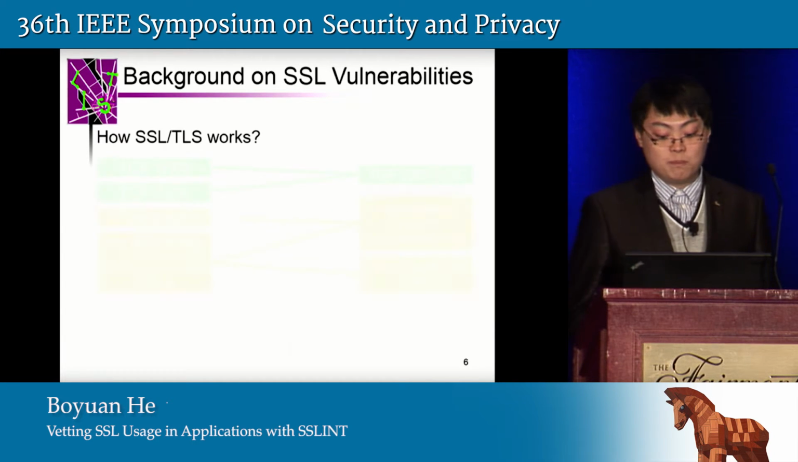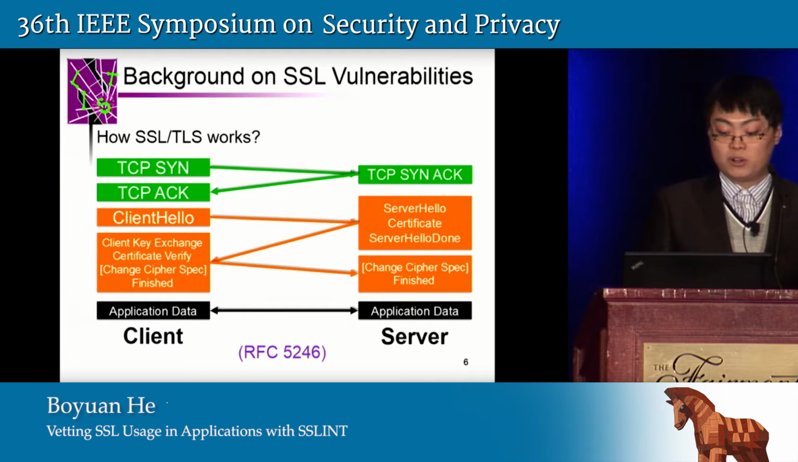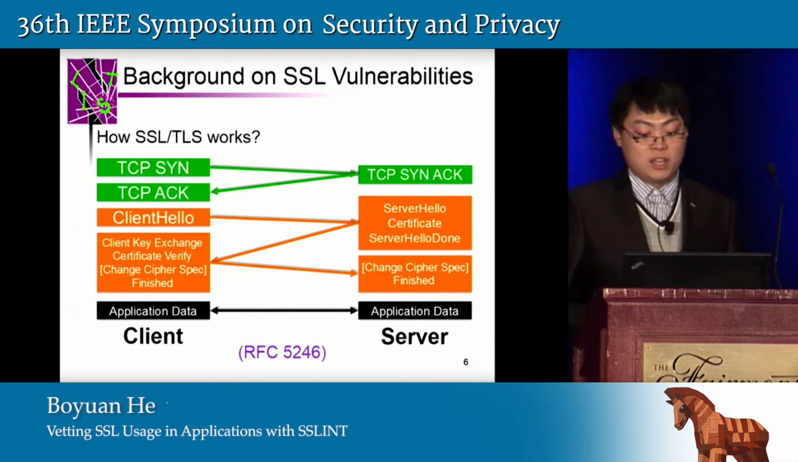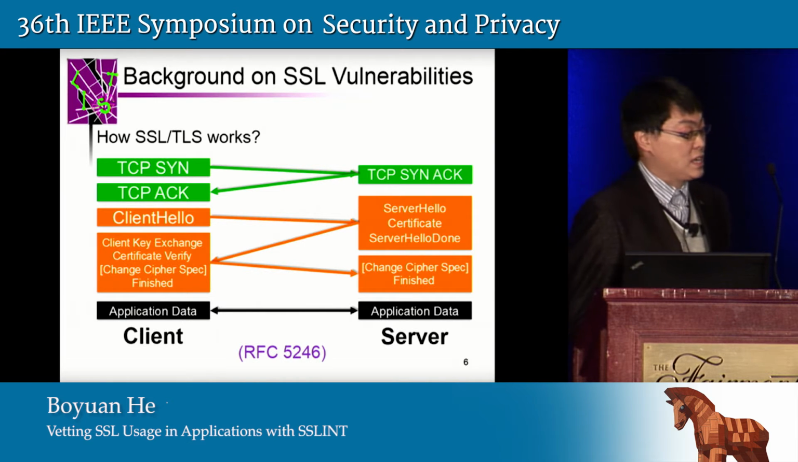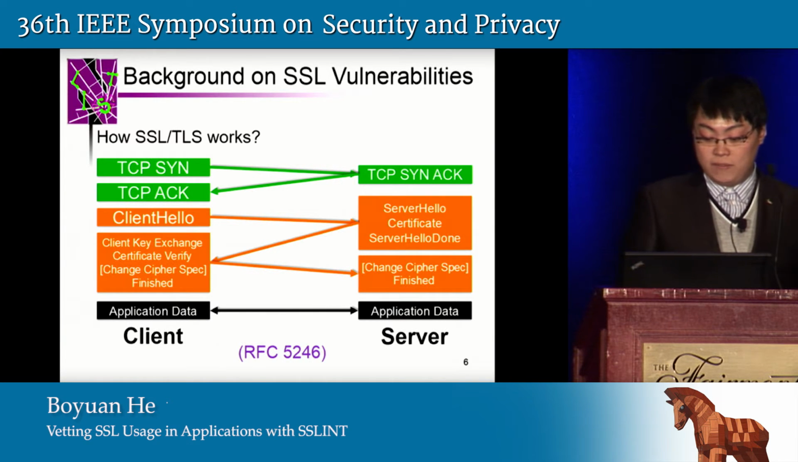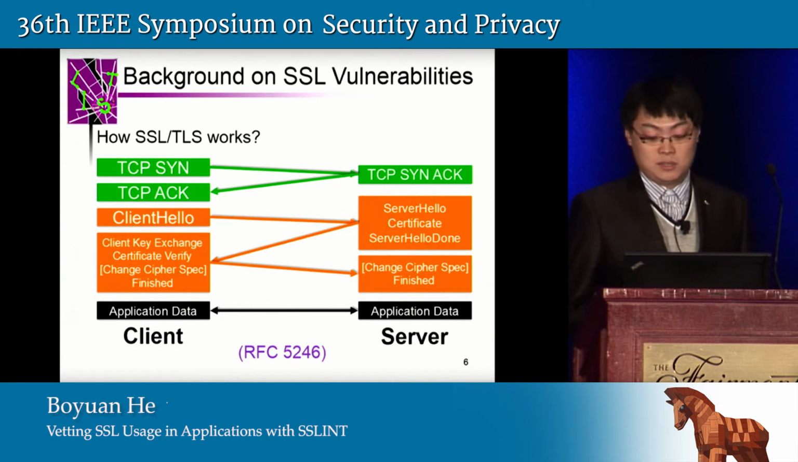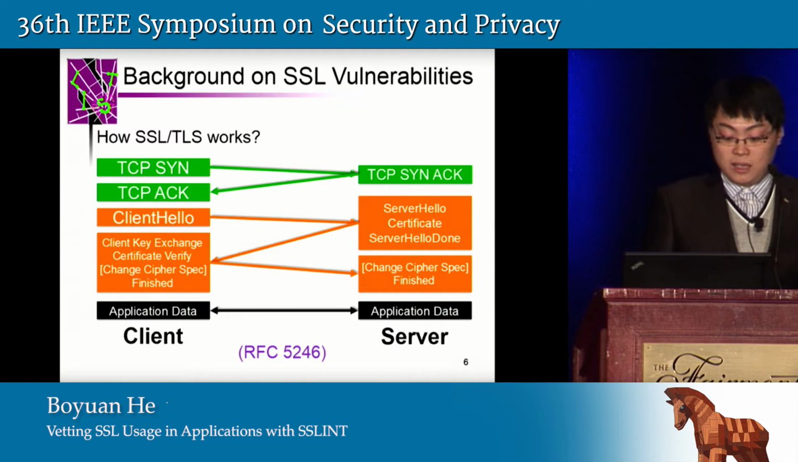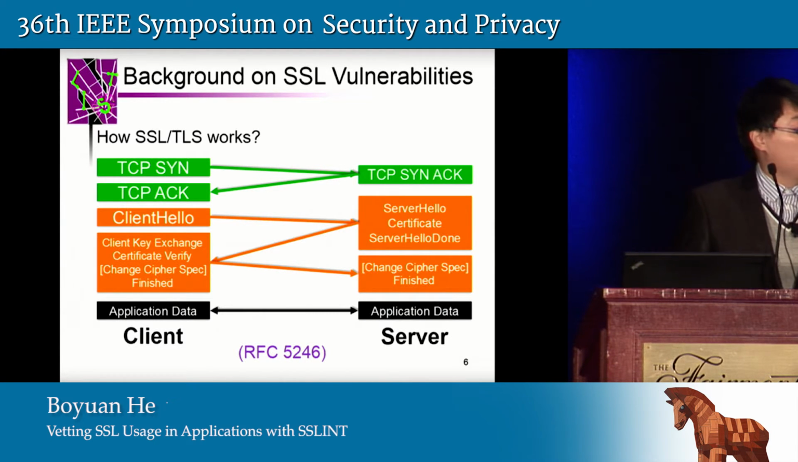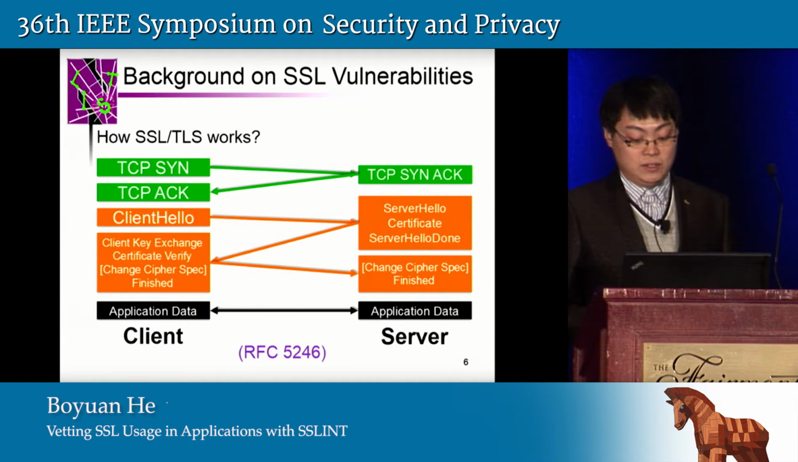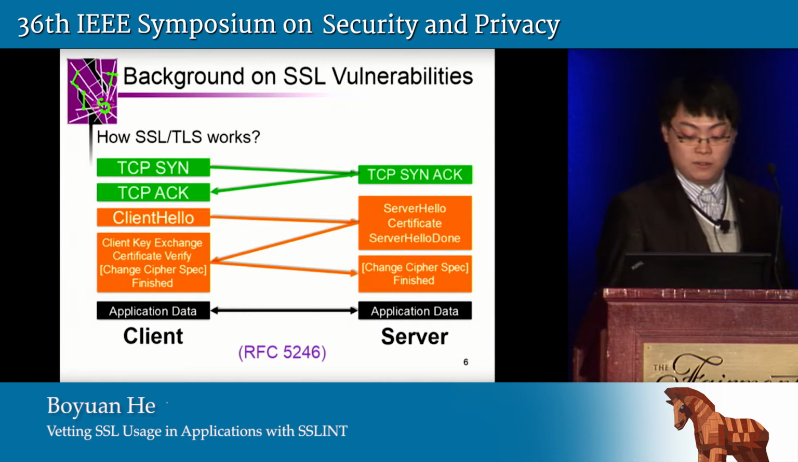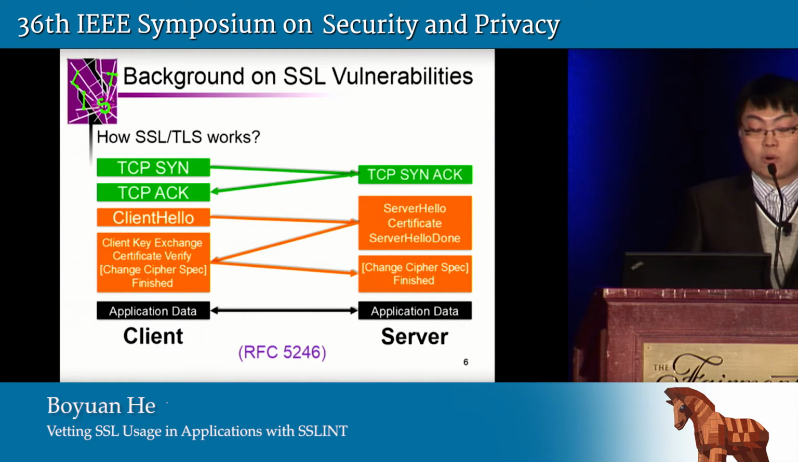We start from some background knowledge showing how the SSL protocol works. As a transport layer protocol, SSL is built on top of TCP. So after a successful three-way TCP handshake, the SSL handshake is established from the client side, and then the server presents the certificate for the client to verify. This is the authentication phase for SSL, and usually the client certificate is optional according to the RFCs.